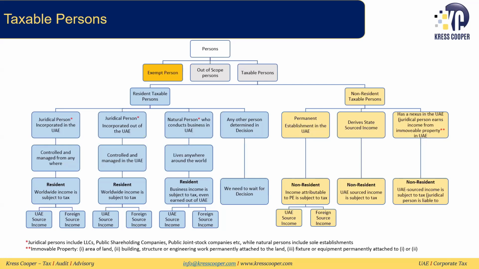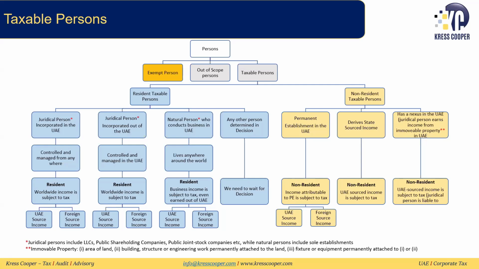The non-resident taxable person, like we discussed: a non-resident who does not have a PE in the UAE, who is not deriving UAE source income or does not have a nexus, is part of out-of-scope person. But those that do have a permanent establishment in the UAE will be considered as non-resident taxable person, and any income attributable to that PE here in the UAE, both the UAE source income and foreign source income, will be subject to tax here in the UAE.